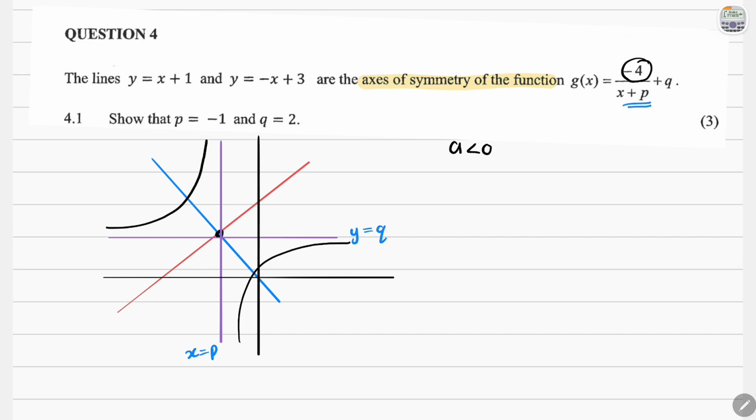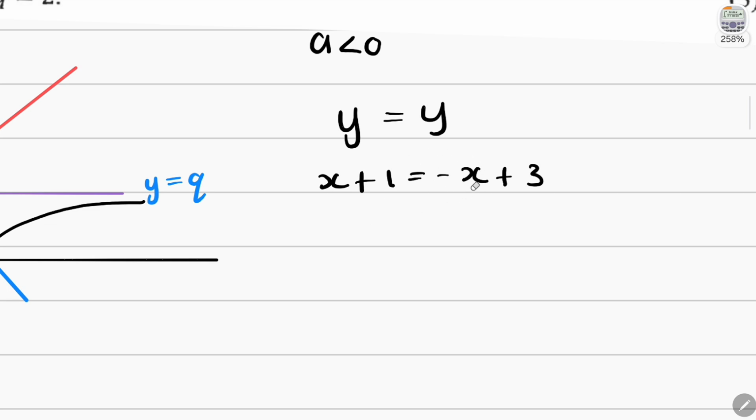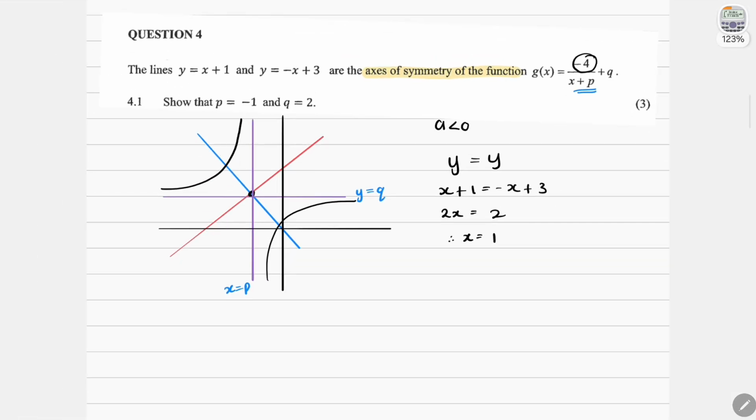Okay, so since we know it's a common point of intersection, we know how to find p and q. It's that point of intersection, meaning equate your graphs. It's the point where both graphs are equal. So we'll simply say y equals y, and we're saying x plus 1 equals negative x plus 3. Then transpose. This will become a positive x, so x plus x is 2x equals 3, and then transposing the 1, 3 minus 1 is 2. Therefore, if you divide both sides by 2, x equals 1.